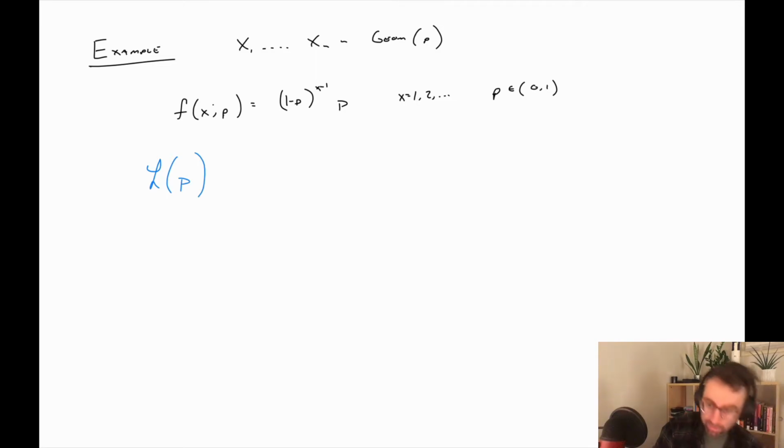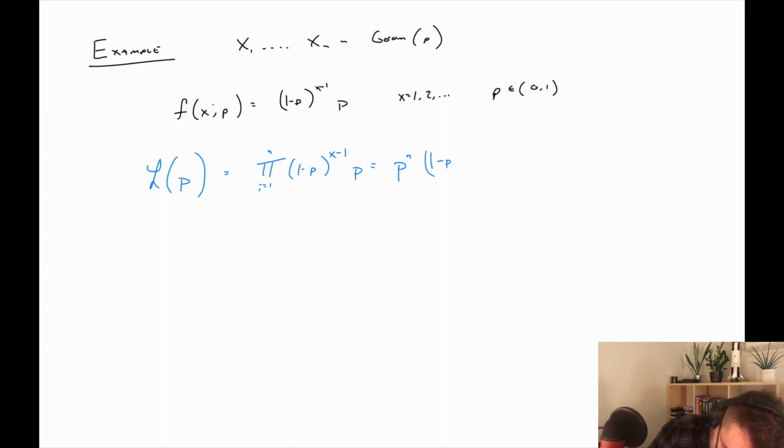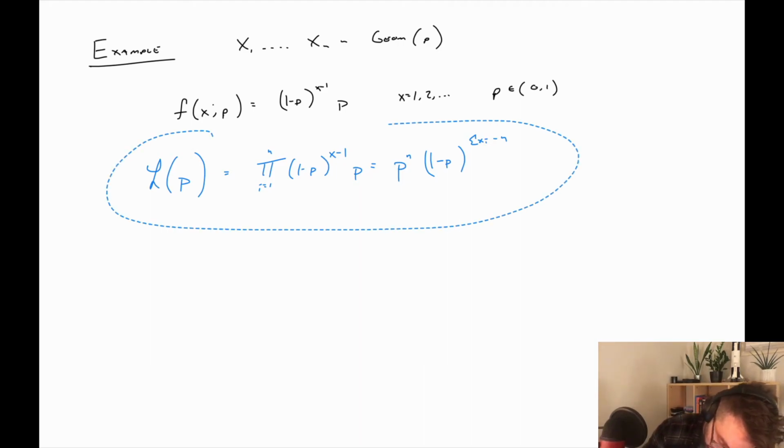So the likelihood is a function of p. I often drop the subscript n. I think it's clear from context. So it is the product of those individual densities because we're dealing with IID data. And just doing a little bit of algebraic rearrangement here, we get something like this. Something like that, I think. All right. Just going to move that over just a little bit.